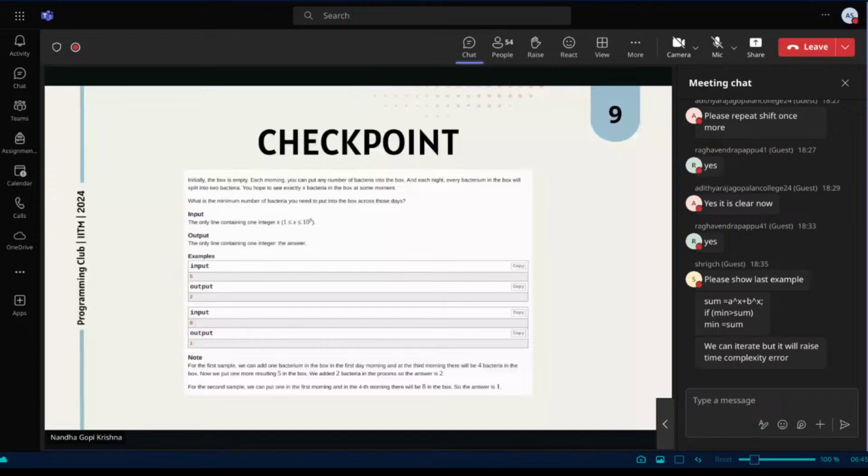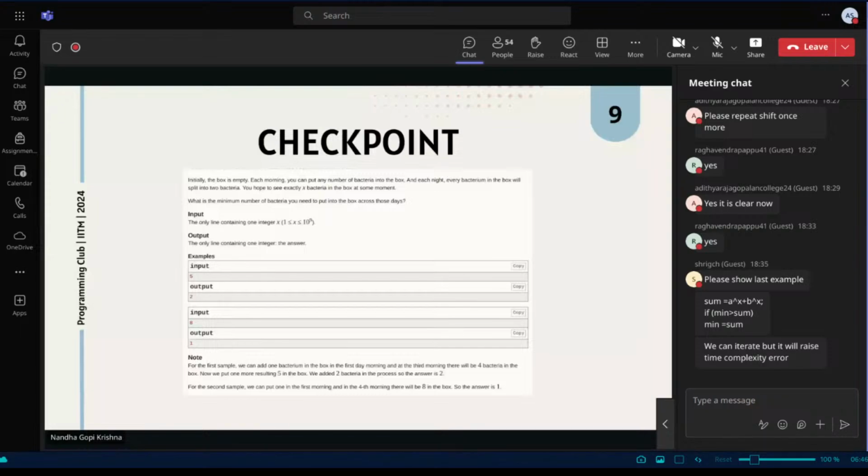To give an explanation, let us say I hope to see exactly 5 bacteria, which is in the first example. Then I add one bacteria in the box in the first day's morning, and by the third morning there'll be one into two, 4 bacteria. Now if I put one more, there'll be 5. So we added 2 bacteria, so the answer is 2.